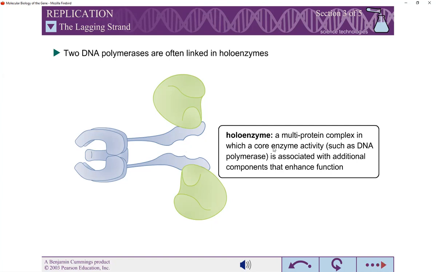We must understand that a holoenzyme is a multi-protein complex in which a core enzyme activity is associated with additional components that enhance its function. This is the core enzyme activity, and then there is the dimerization component, the tau component. The other minor components are part of this DNA polymerase, and the sliding beta clamp will be loaded again and again over the tau subunit.